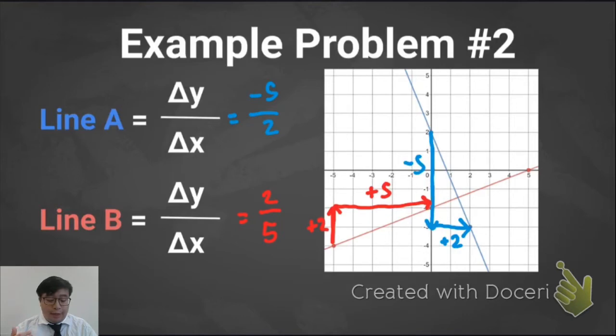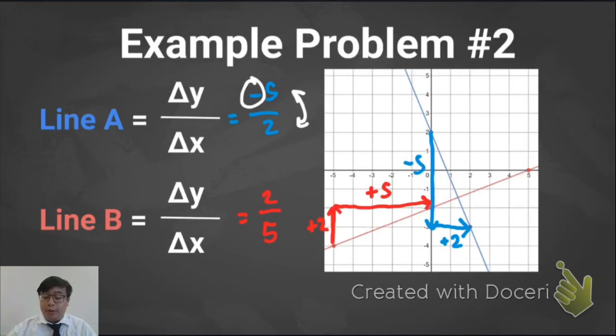So I noticed that from slope A to slope B, the fraction is flipped. Here I have 2 on top, 5 on the bottom, and over here I have 5 on top and 2 on the bottom. So notice that my slope is being inverted, it's being flipped. And what else I noticed is that the slope has an opposite sign. This slope down here is positive, and the slope up here is negative. So in order to get a line that intersects and creates a 90-degree angle, I need to flip my fraction and give it an opposite sign.